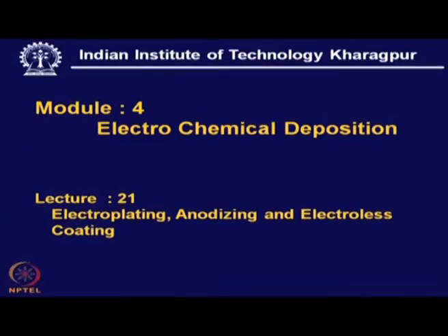Electrochemical deposition includes electroplating, or what we know as galvanic deposition, then also anodizing, plus we have another process where we do not need any electricity, and that is why it is called electro-less deposition.